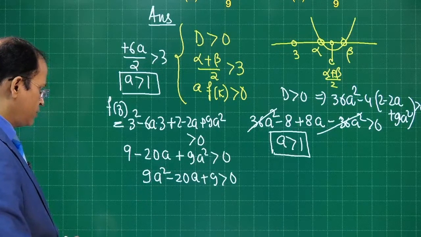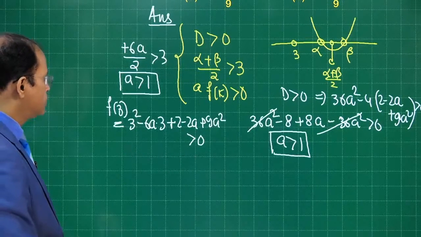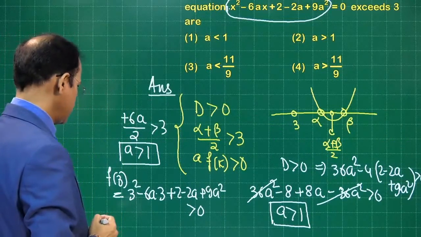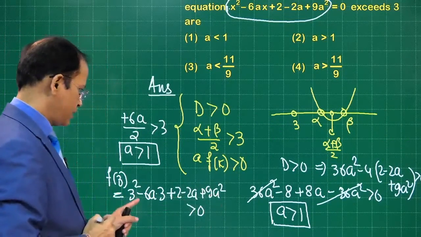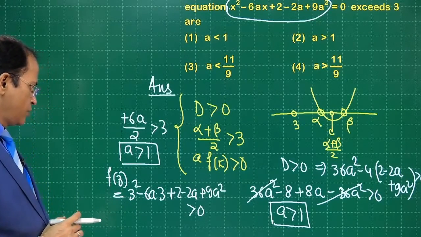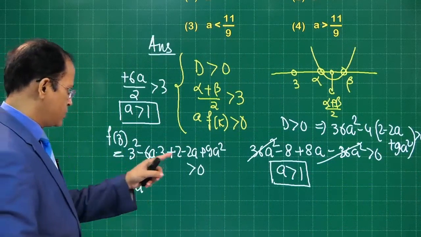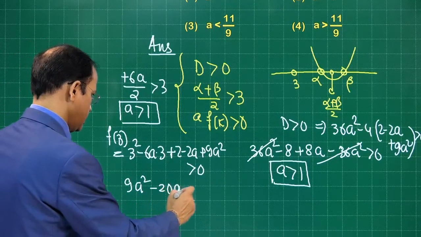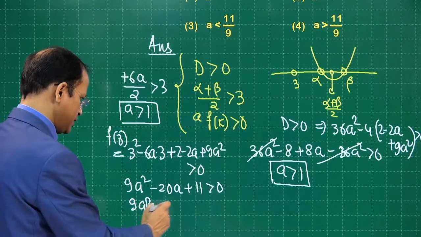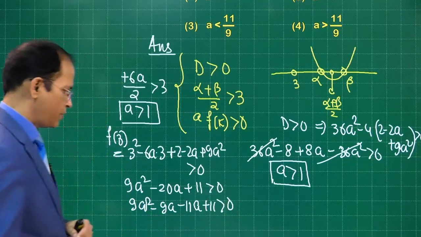So what we have? We have 3 square, which is 9, right? 3 square is 9. See the substitution here. 9, 18a plus 2a minus 9a square. So we can just have a look at this part. What we have been given is 9a square, right? And this is coming out to be 20a and this is 11, because 9 plus 2 is 11, which is greater than 0. So what we can do, we can take it as 9a square minus 9a minus 11a plus 11 is greater than 0, right? This is what we have.